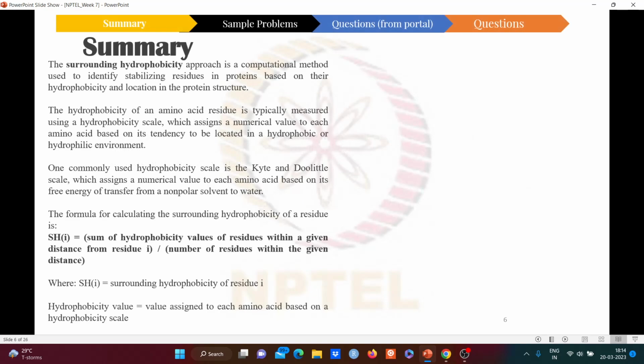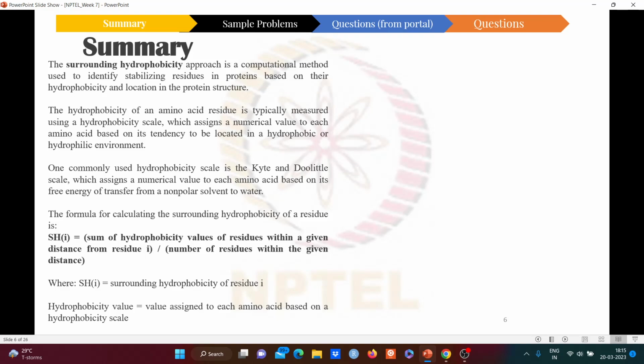I'll be discussing in detail the surrounding hydrophobicity followed by long range order. So surrounding hydrophobicity is a computational method used to identify the stabilizing residues in proteins based on their hydrophobicity and location in protein structure. This approach involves calculating the hydrophobicity of amino acid residues surrounding a given residue and identifying residues with high hydrophobicity values as potentially stabilizing.